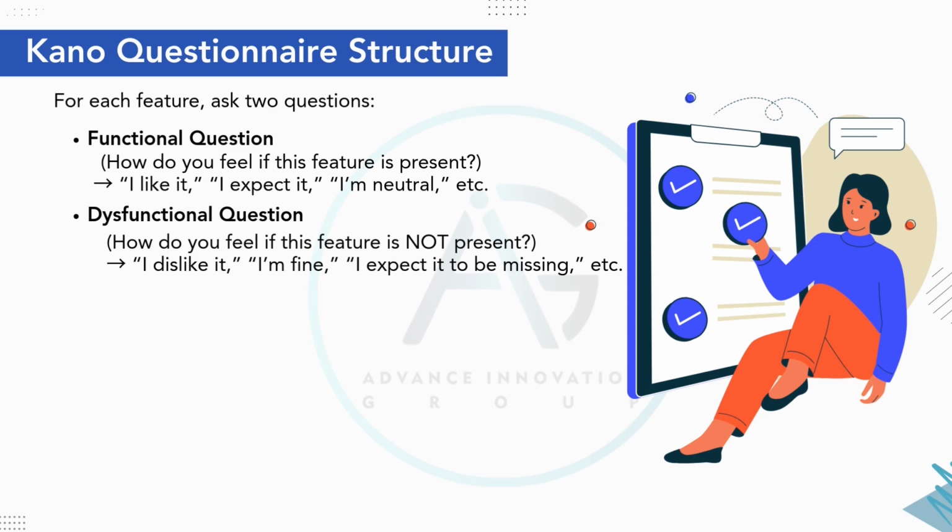Second, dysfunctional question: how do you feel if this feature is not present? Answers may be: I dislike it, I'm fine, or I expect it to be missing. This helps us measure how much a customer will miss or tolerate the absence of a feature. By analyzing responses to both questions, we can categorize features as basic, performance, delighting, indifferent, or even reverse.